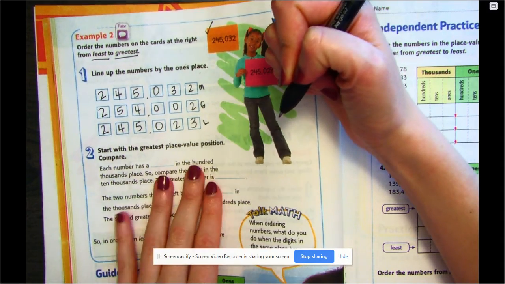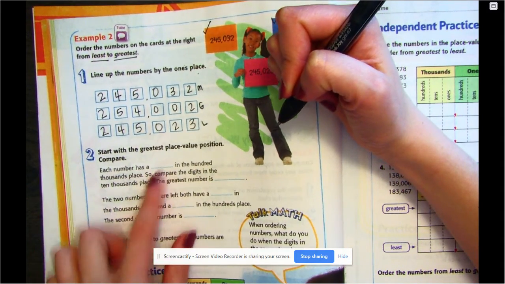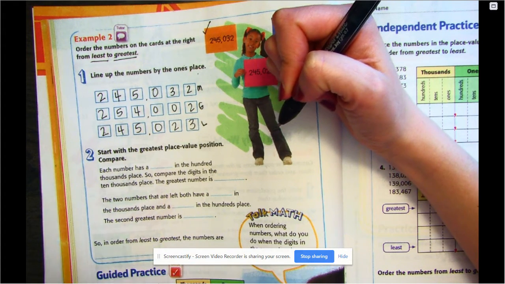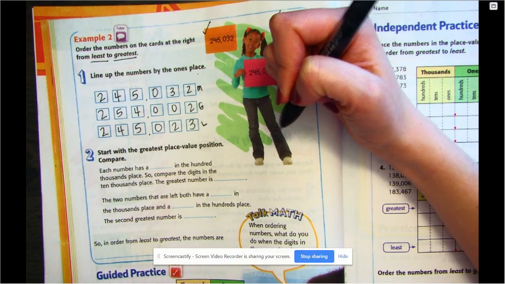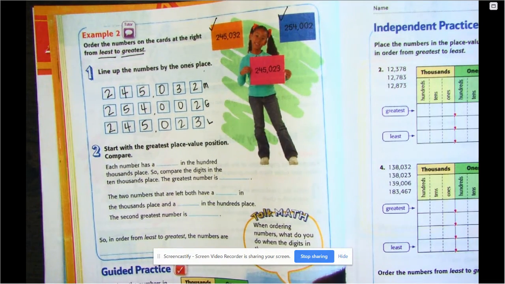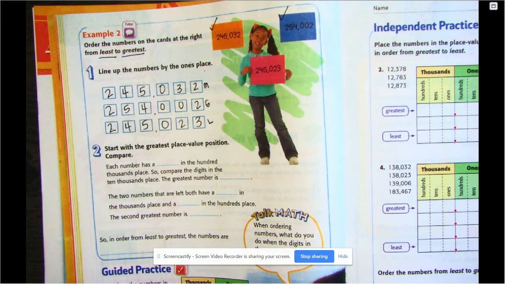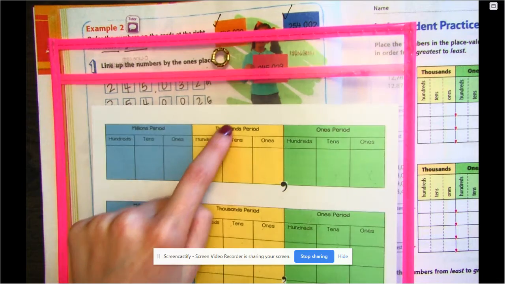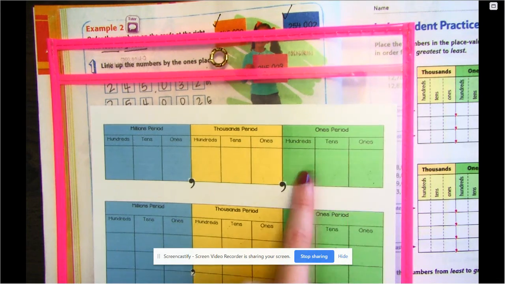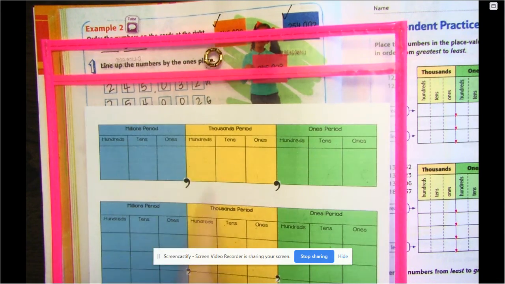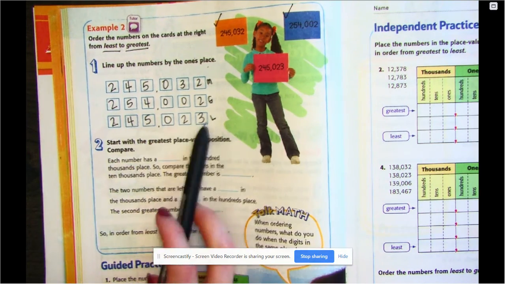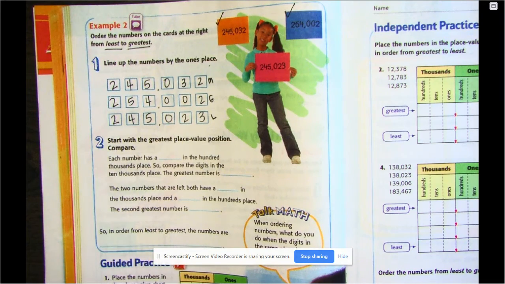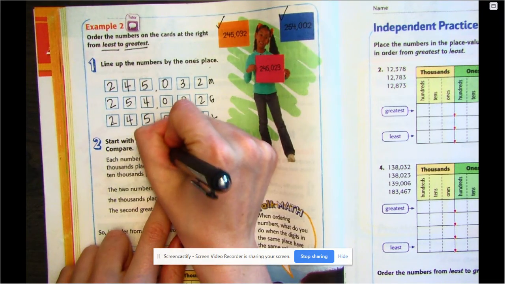So now I need to answer the questions down here. Each number has a blank in the hundred thousands place. If you don't remember which place is the hundred thousands place, you can look on the examples in Seesaw, or again, you've got this chart that I sent out, and I can see that the hundred thousands place is the 1, 2, 3, 4, 5, 6th number. So 1, 2, 3, 4, 5, 6. All of these numbers have a 2 in the hundred thousands place. So I'm going to write a 2.